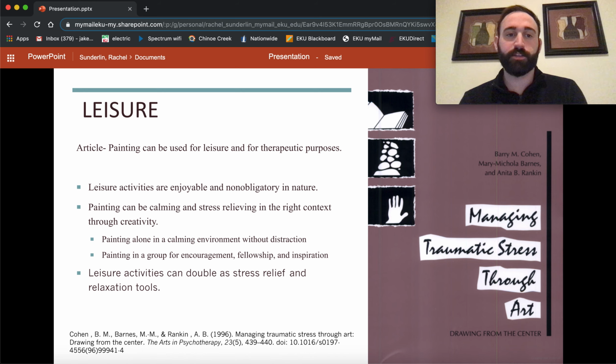Being encouraged to paint in a group provides a good amount of encouragement, fellowship, and inspiration that some people might need, and that can then transpire into being something that is intrinsically motivated and is useful for a stress reliever and as a great way to experience leisure. So leisure activities can double as both stress relief and as relaxation tools.